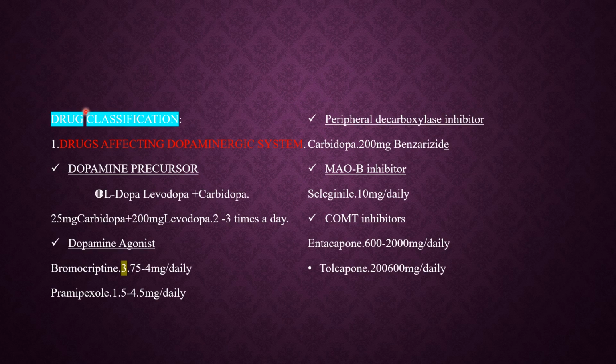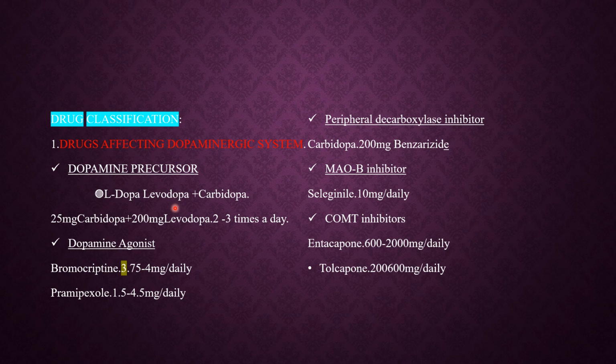Coming to the drug classification, the first category is drugs affecting the dopaminergic system, because the main neurotransmitter involved is dopamine. Under this, the first one is dopamine precursor. Dopamine precursors are the drugs which increase the formation or synthesis of dopamine. Okay, so levodopa or L-dopa plus carbidopa.